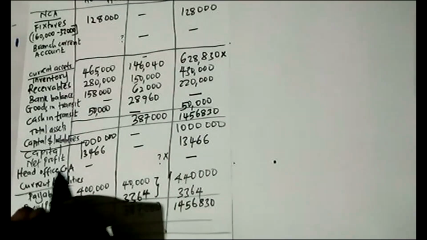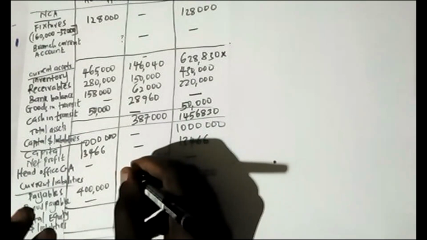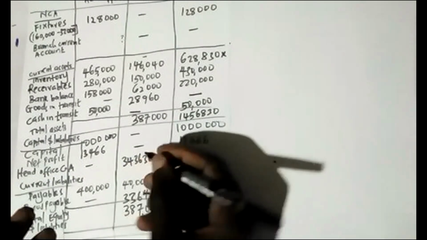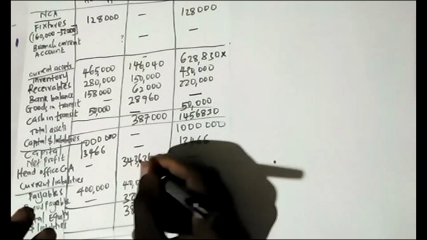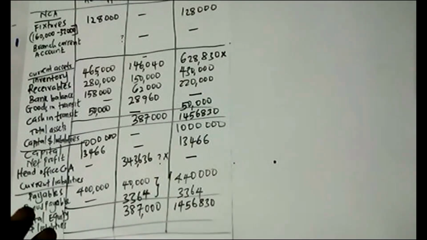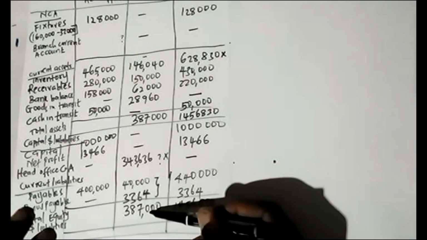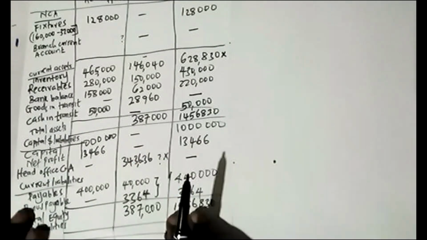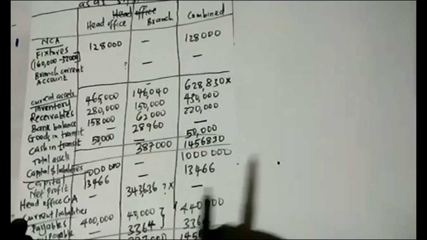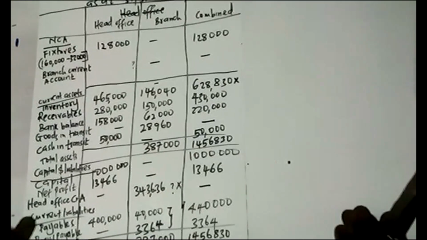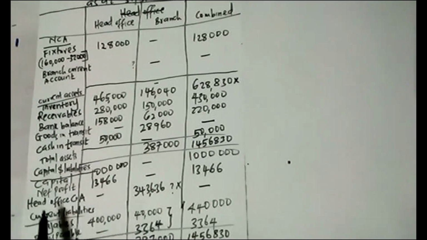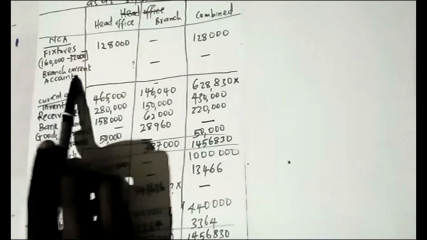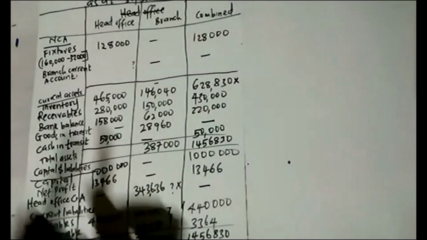So my head office current account will be 34,36. So it's not a must you do the account itself, but you can do it that way. After getting this, it's supposed to be down here. Then add these two, minus from the total, you get this. Then what you need to know is that the two current accounts are supposed to be equal to each other. So the head office current account, which is prepared by the branch, and the branch current account maintained by the head office are supposed to be equal.